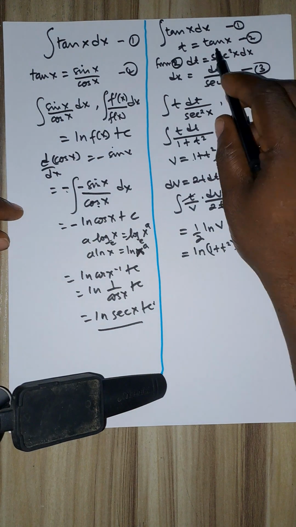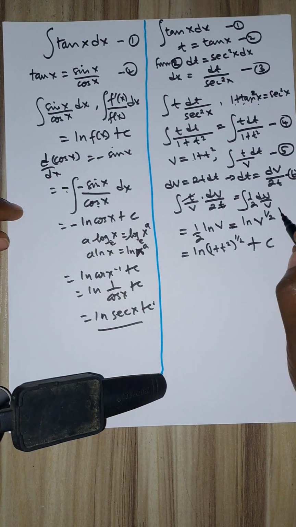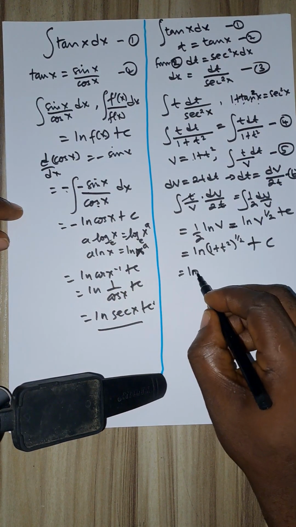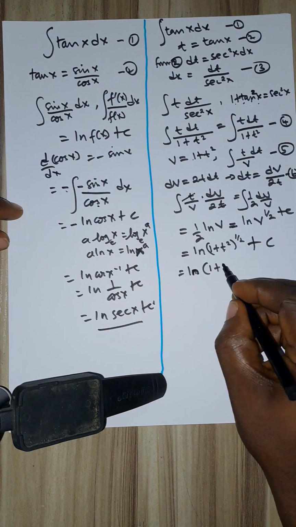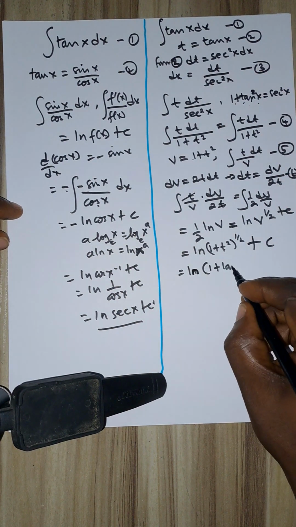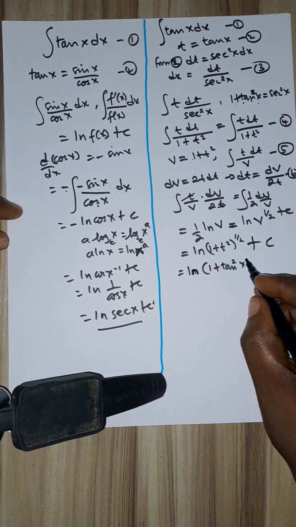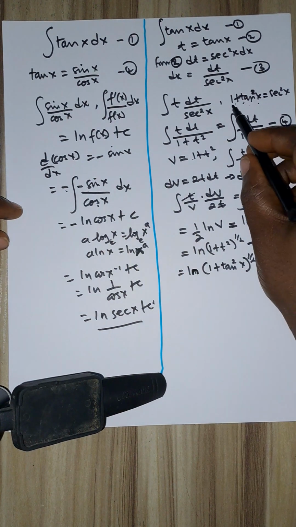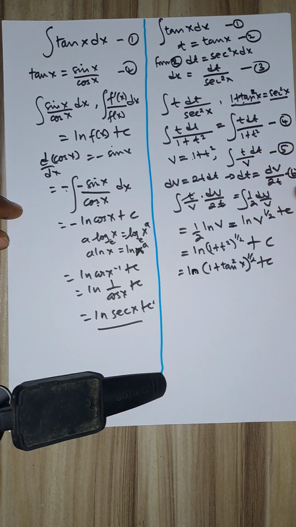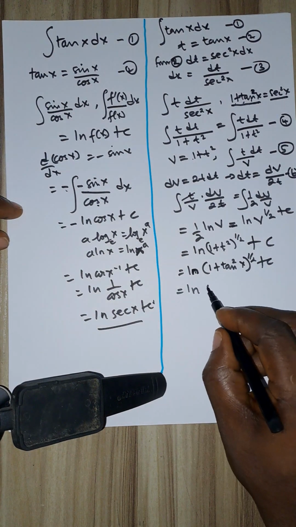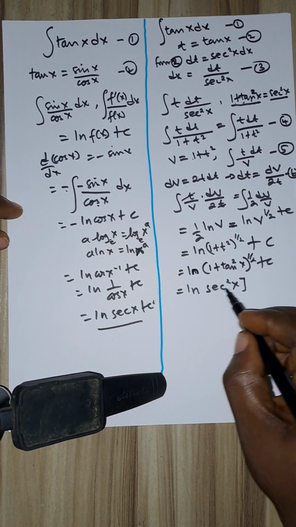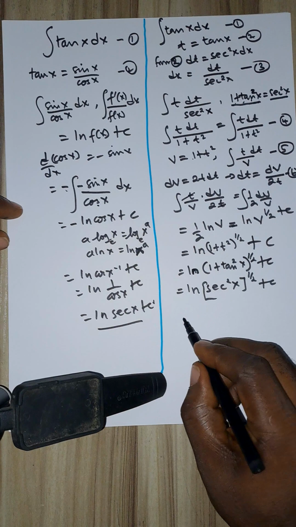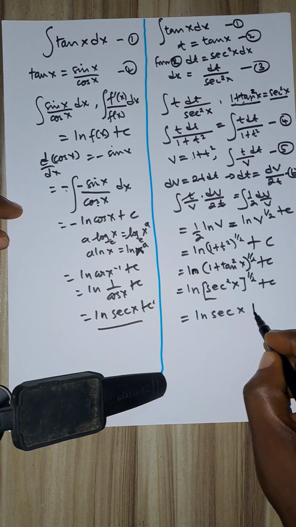What is t? t is tan x. Of course, you add the constant of integration. t is tan x, so we have the natural logarithm of 1 plus tan squared x, to the power of 1 over 2, plus c. Now again, look at this equation. 1 plus tan squared x is sec squared x. So we have the natural logarithm of sec squared x to the power of half, plus c. Taking the square root of that gives us the natural logarithm of sec x plus c.